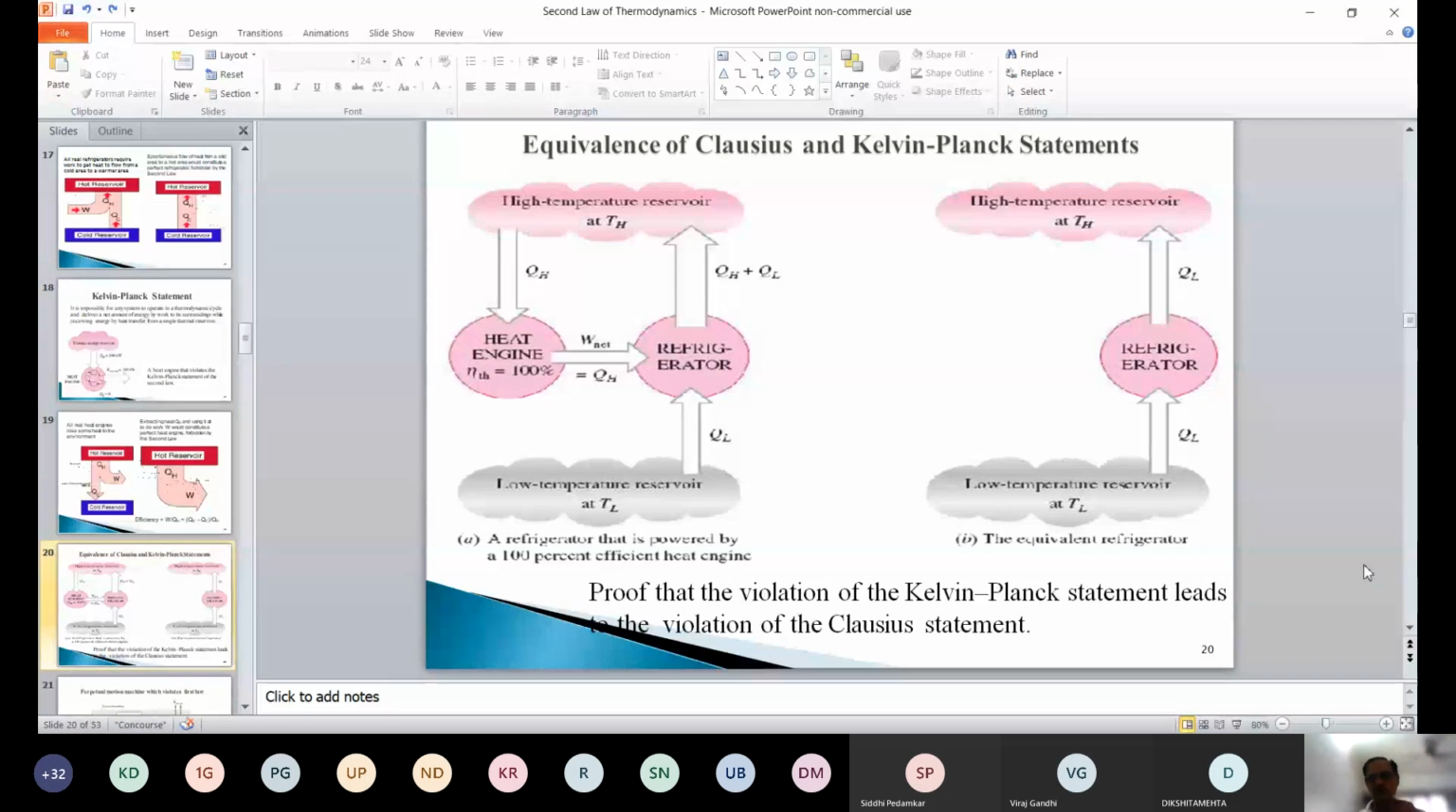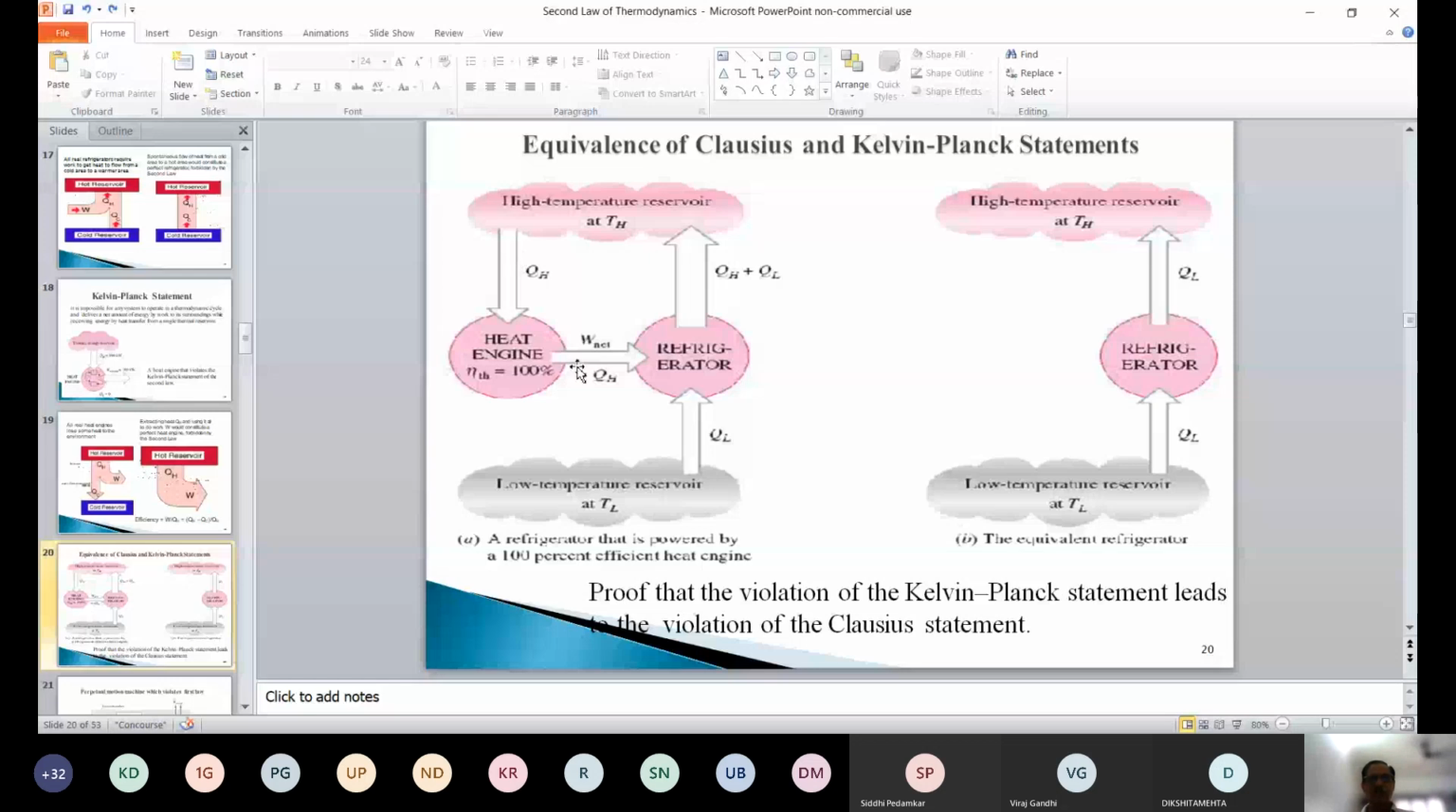Okay, these two statements are supposed to be equivalent, so let's see how they are equivalent. If you look at this high temperature reservoir and heat engine, suppose we add a heat engine with 100% efficiency. Then QH is converted from this high temperature source to QH of work. So we are putting a heat engine of 100% efficiency here to convert the entire heat supplied into work.